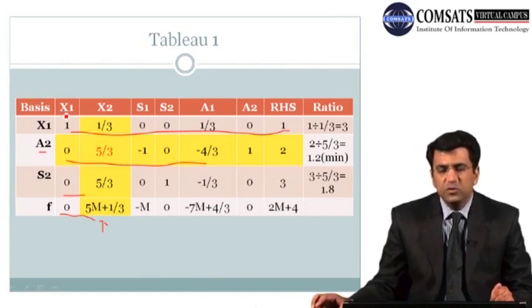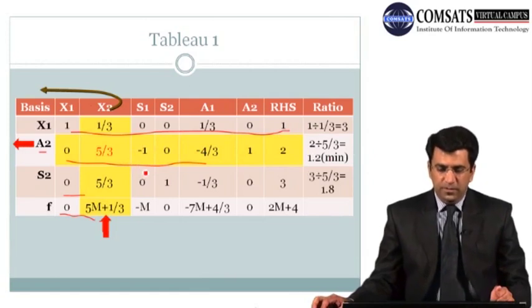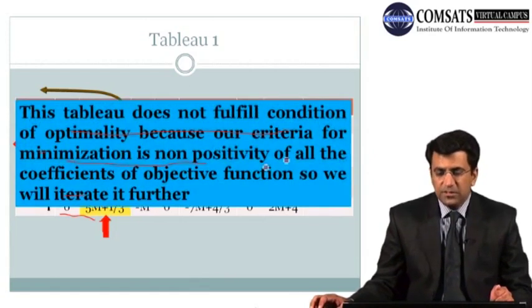So we'll have to also identify the leaving variable as well as the entering variable in this particular case. In this case, our x2 variable will be the entering variable, and the A2 variable will be the leaving variable. So this is our pivot column, and this is our pivot row. So class, again this table does not fulfill the condition of optimality, because our criterion for minimization is non-positivity of all the coefficients of the objective function. So we will iterate further.